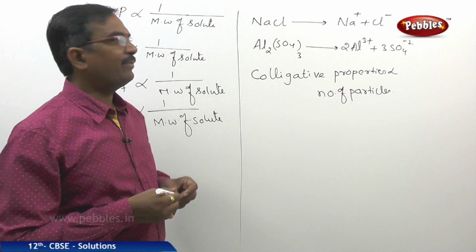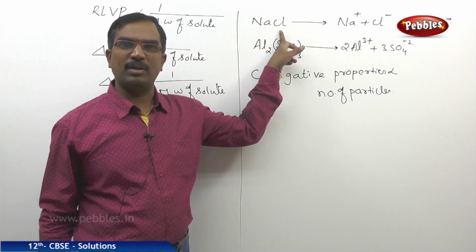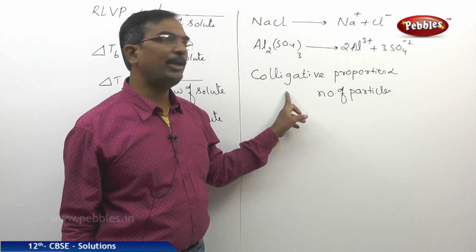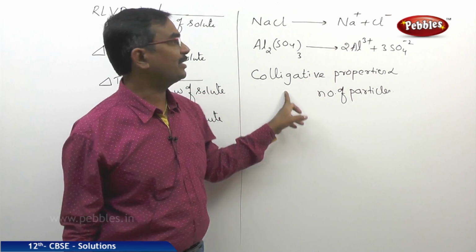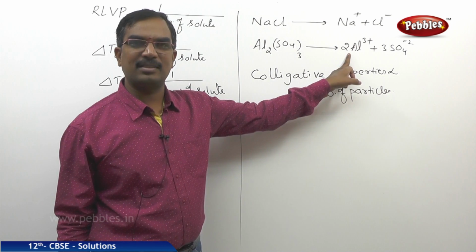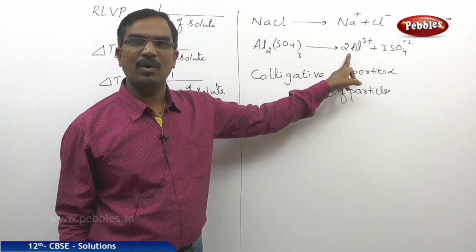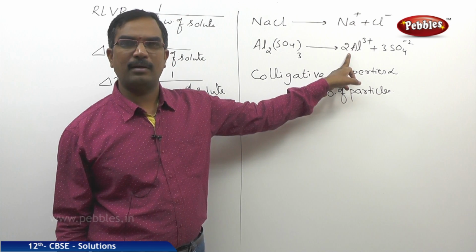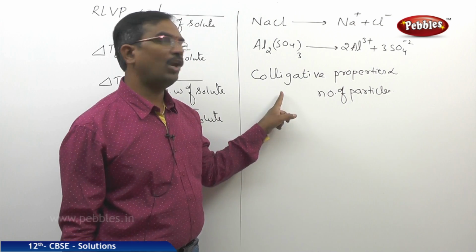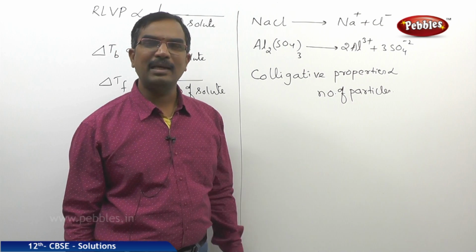That means in these two examples, sodium chloride is able to give 2 particles, so colligative properties will increase. At the same time, aluminum sulfate is able to give 5 particles. So every one aluminum sulfate gives 5 particles here. That means automatically the colligative properties also generally increase.